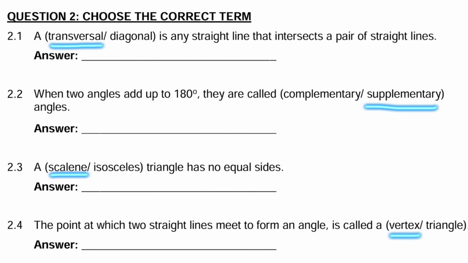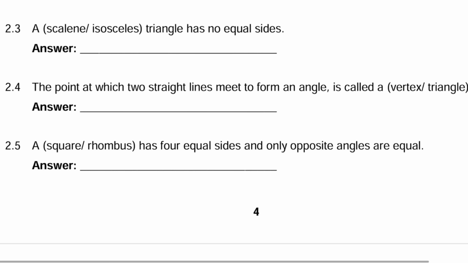A what has four equal sides and only opposite angles are equal. In a square, we have all the angles equal. But this one is saying only opposite angles are equal. By elimination, you know it is not a square. It is a rhombus. And you know the property of a rhombus is that the opposite angles are equal.